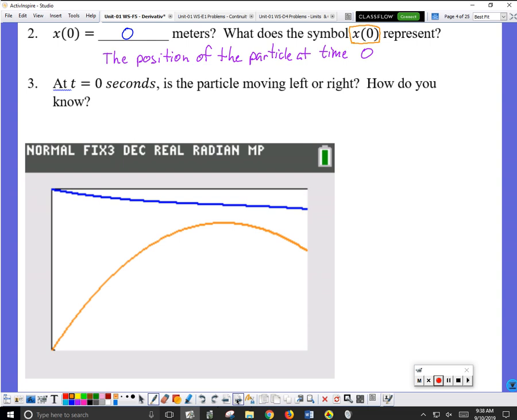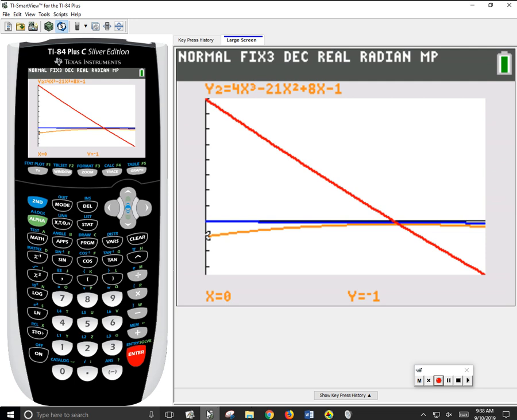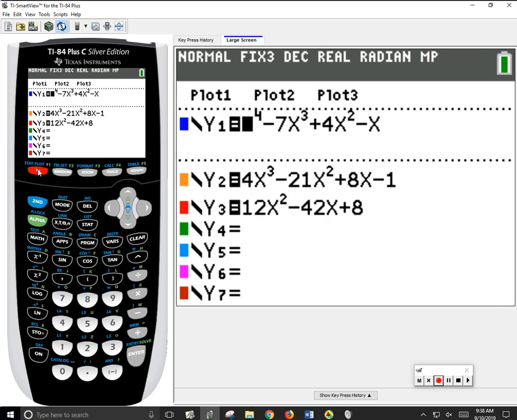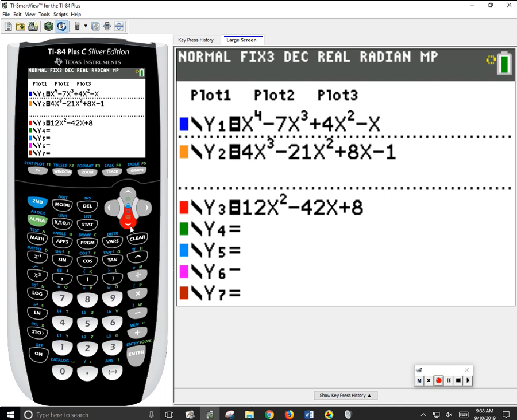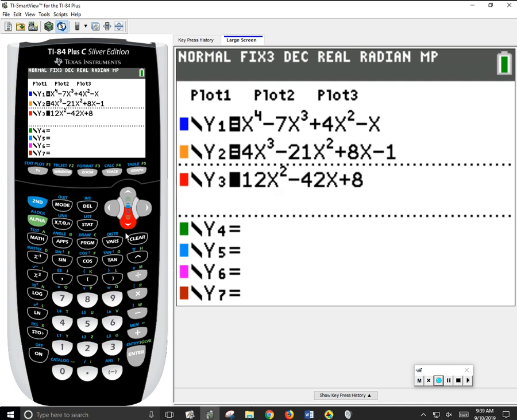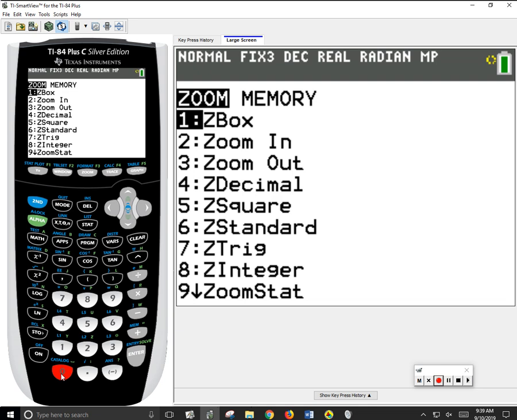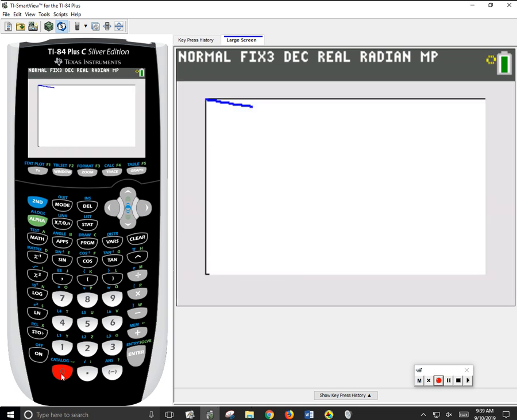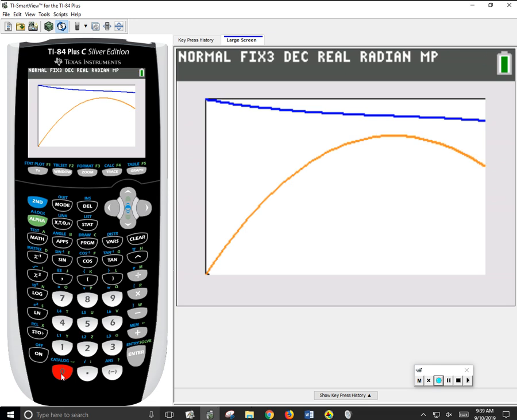One other thing I've done here, I think I showed you this last time as well. To be able to see the velocity and the position better, I turn off the acceleration. So I went to y equals. I highlight the acceleration graph right here, and I press enter. That turns off acceleration. So that way when I do zoom fit again, the graph is a bit easier to see. And that's what I've got here.